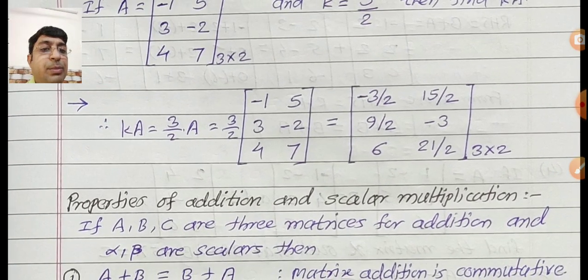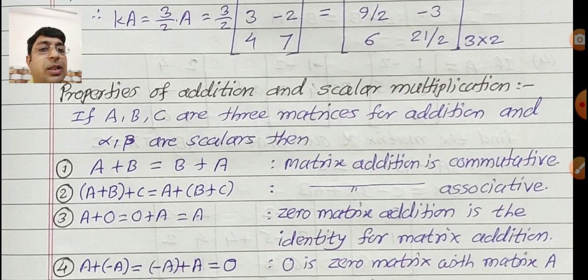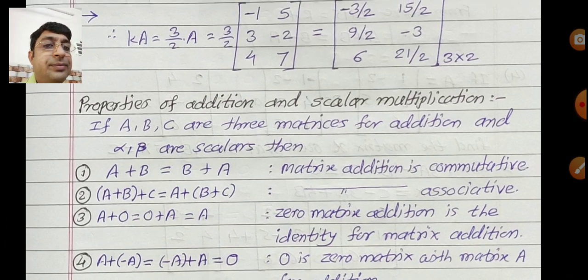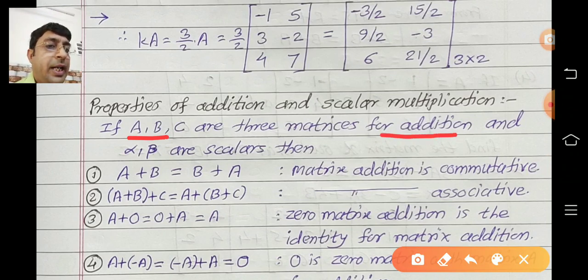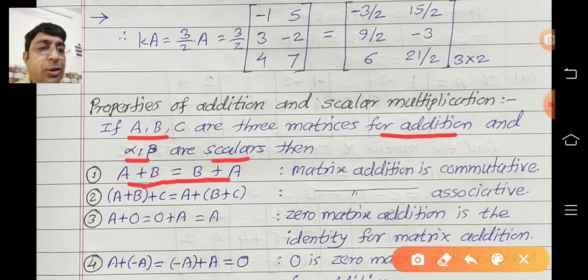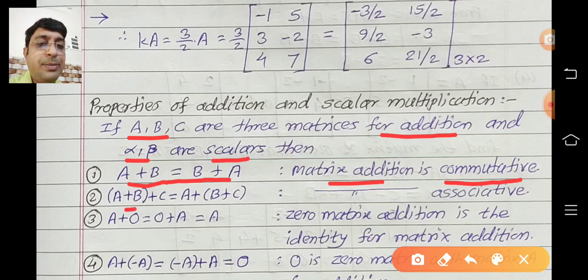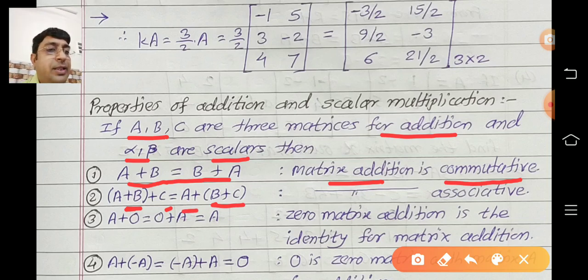Next, some properties are given of addition and scalar multiplication. See that three matrices A, B, C are given here for addition and alpha, beta are the two scalars. So A plus B equal to B plus A, that is called matrix addition is commutative. Then addition of three matrices is like this. A plus B first we are doing, and then afterward add into the matrix C, that is equal to first making the addition of B and C matrix, and then the answer is added into A. That is called matrix addition is associative.